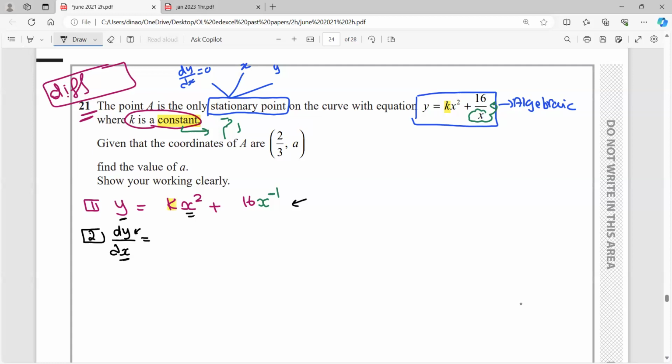And again I confirm, the only letter that I have in this equation is x. k is a number and I just don't know it yet. But Miss, how will I differentiate? We bring down the power and multiply. If the power is not 1, we bring it down and multiply by -1. So 2 times k is 2k, x to the power of 1, because 2 minus 1 is 1.